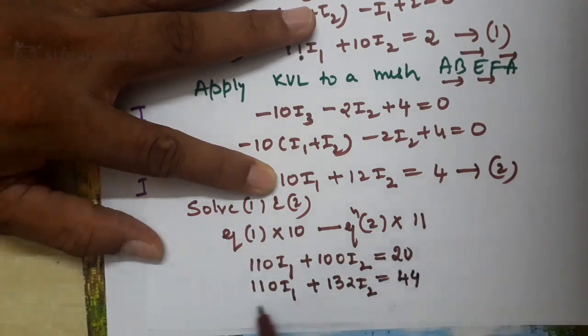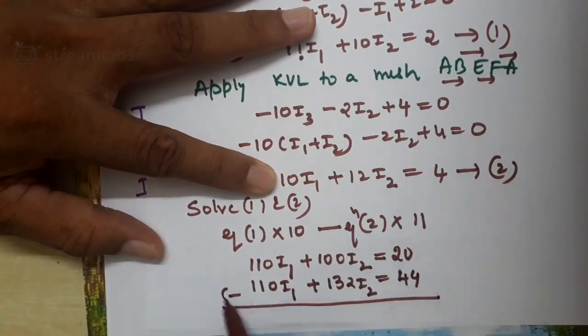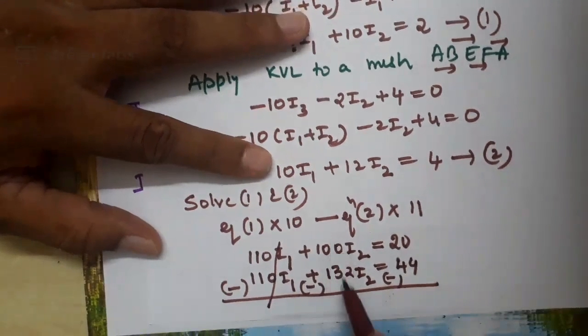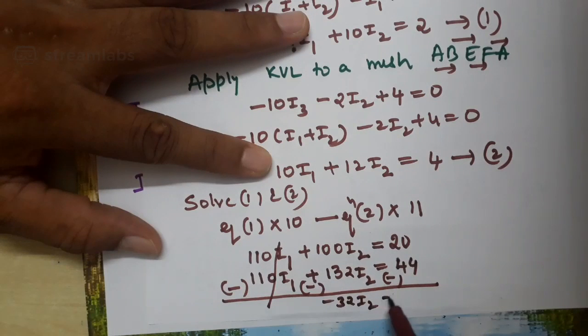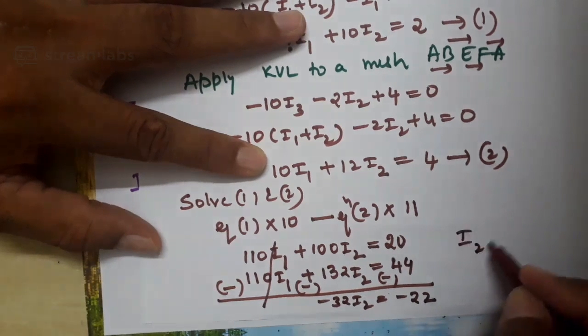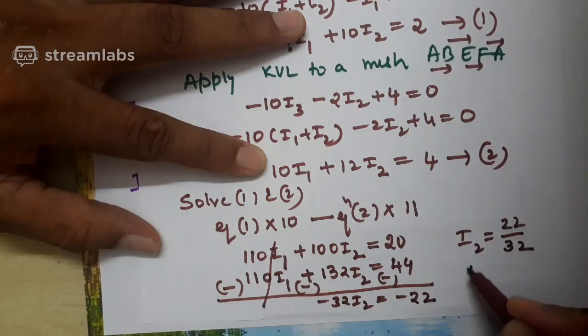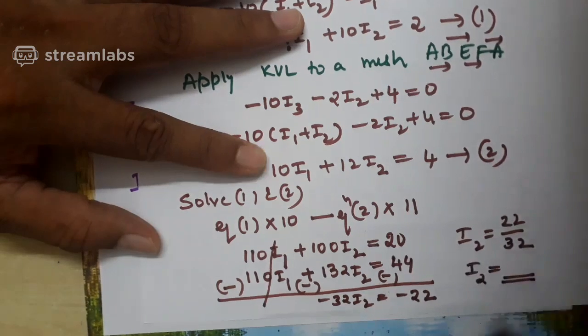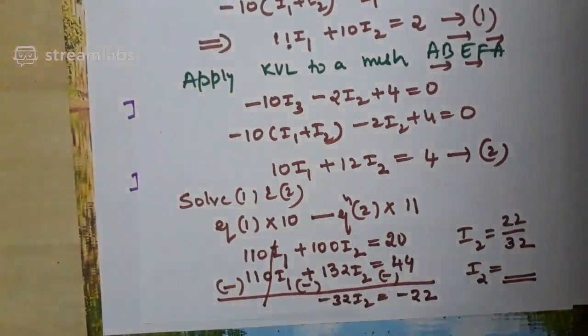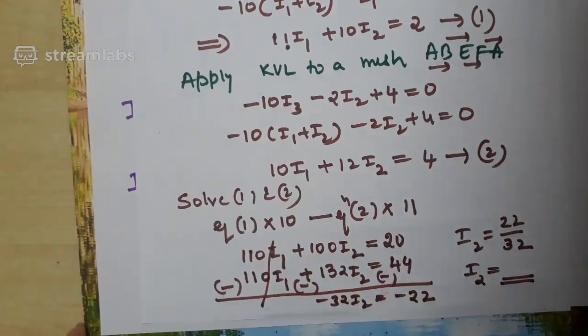I hope you followed this. I am subtracting, no? When I subtract, I have to change the sign here. This will get cancelled. This will be how much? Minus 32I2 is equal to, this will be how much? Minus 22. Or I2 is equal to 22 by 32. This is I2. I hope you understood this. We'll proceed further. Okay, I2 I got.